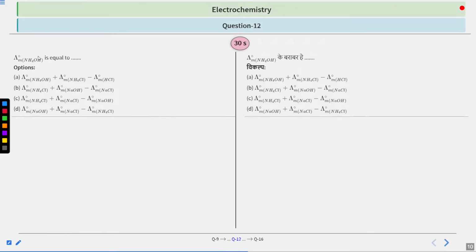Question number 12 says that lambda naught for NH4OH is equal to, options are A, lambda naught of NH4OH plus lambda naught of NH4Cl minus lambda naught of HCl. Option B, lambda naught m of NH4Cl plus lambda naught m of NaOH minus lambda naught m of NaCl. Option C, lambda naught m of NH4Cl plus lambda naught m of NaCl minus lambda naught m of NaOH, and the last option, lambda naught m of NaOH plus lambda naught m of NaCl minus lambda naught m of NH4Cl. You have 30 seconds to solve this question. Your time starts now.